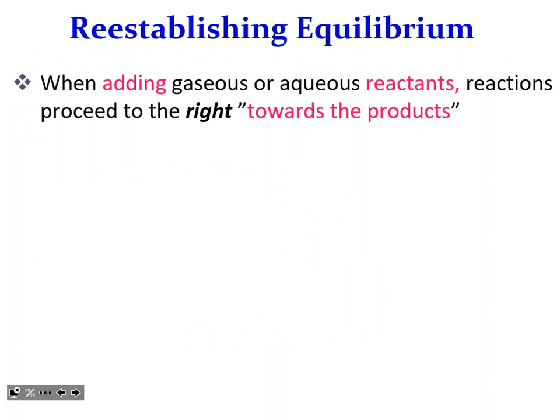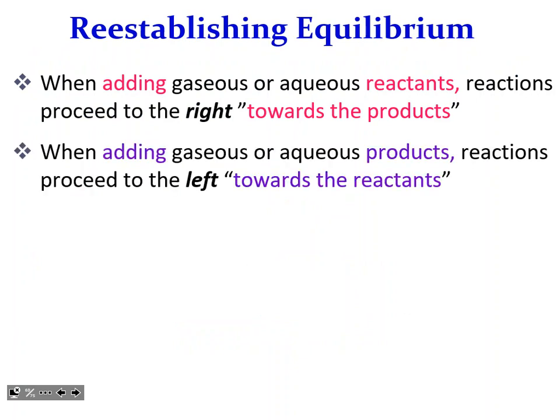So when adding gaseous or aqueous reactants, the reaction proceeds to the right towards the products is the actual correct phrasing. Now, if you said it shifted to the right towards the products, I believe they will still give you credit, but we've been told to stay away from the word shift, although it does mean the same thing. So that would be one way to state it. When adding gaseous or aqueous products, the reaction proceeds left towards the reactants. Once again, you're telling me the direction, where it's going.